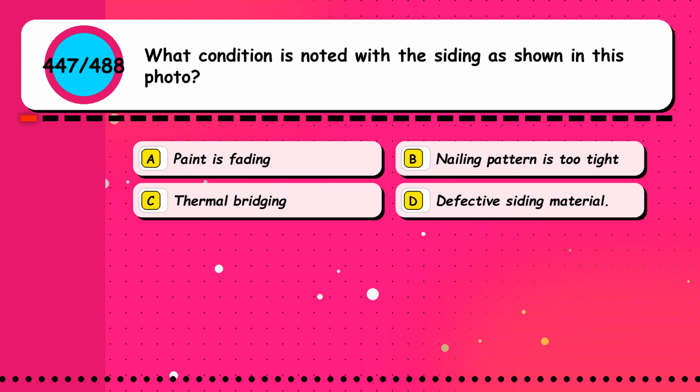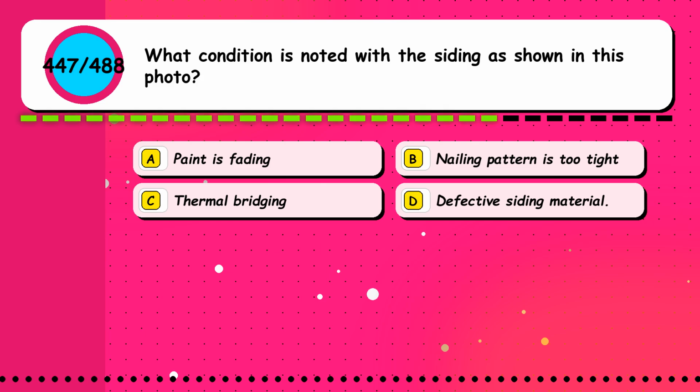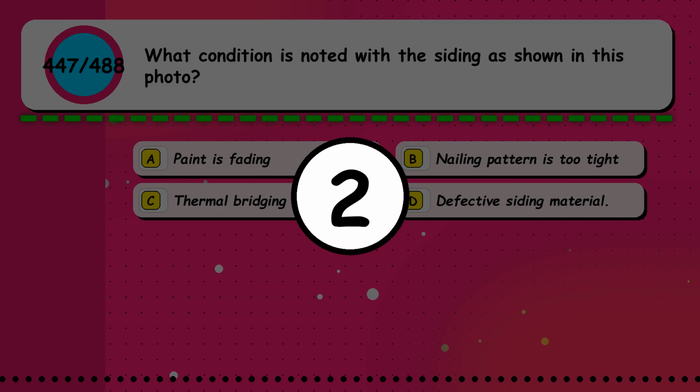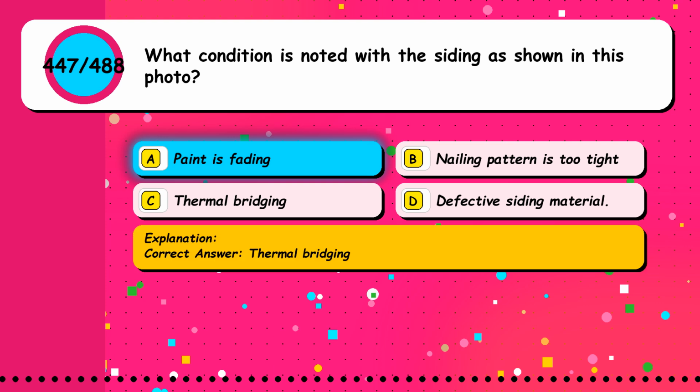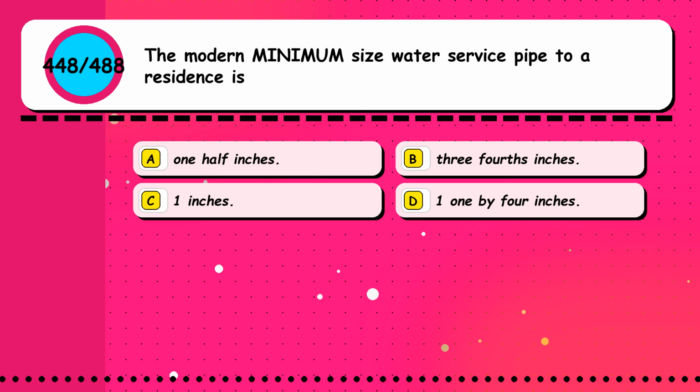Question 447. What condition is noted with the siding as shown in this photo? Option A, paint is fading. Option B, nailing pattern is too tight. Option C, thermal bridging. Option D, defective siding material. The correct answer is option C, thermal bridging.